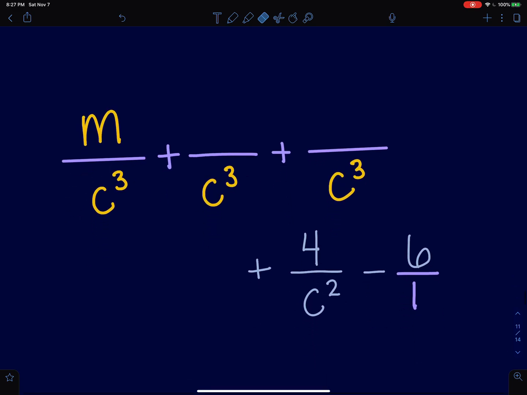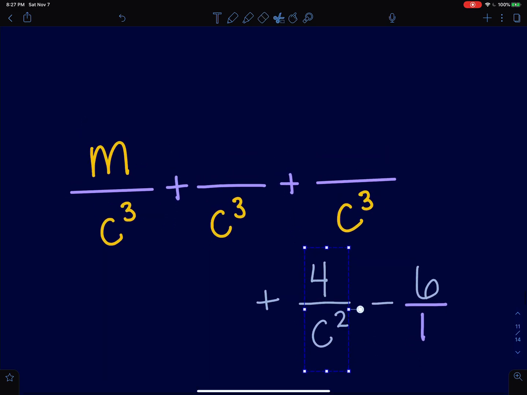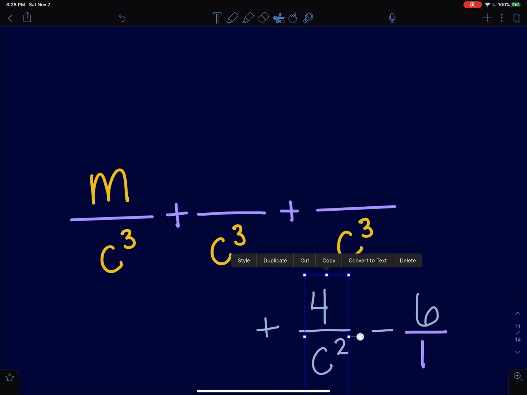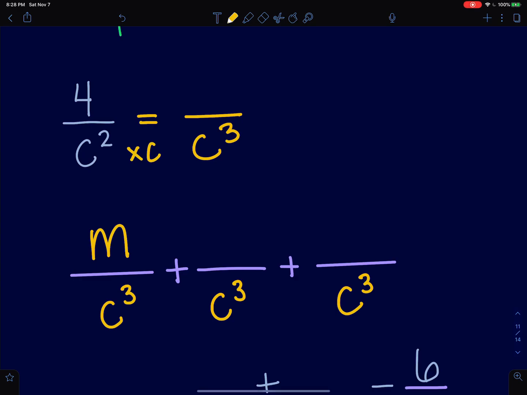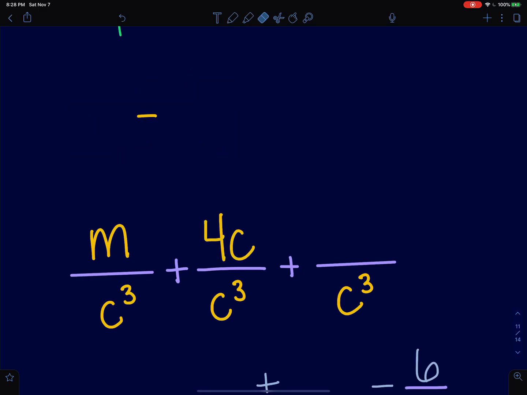What about this second fraction, 4 over c squared? I need to change this into something that has c cubed on the bottom. So I need to multiply it by one more c. So by another c, the top is going to be 4c. Okay, easy peasy, lemon squeezy, I got it.